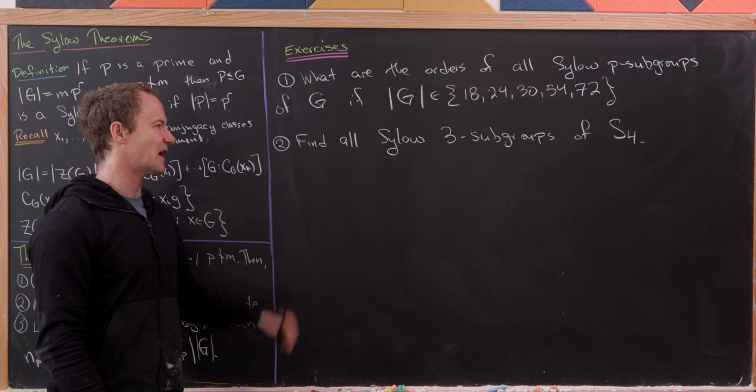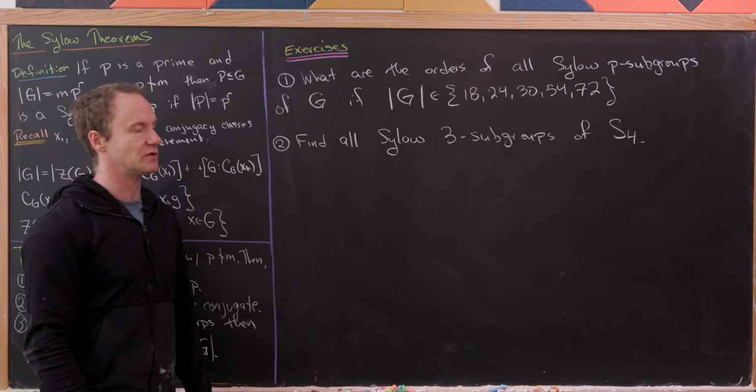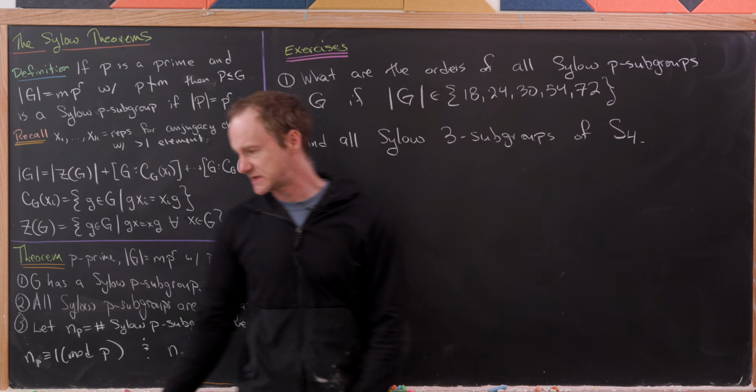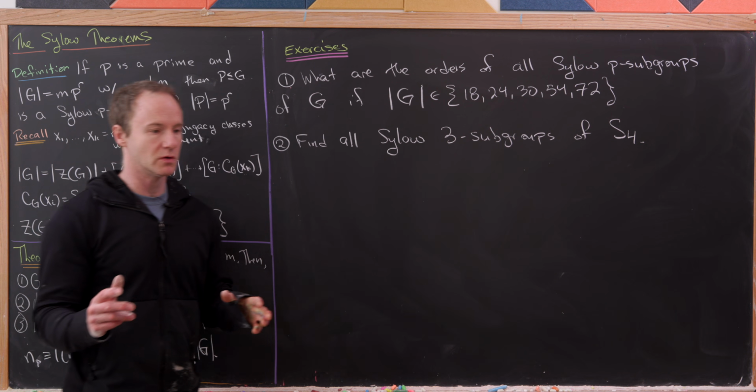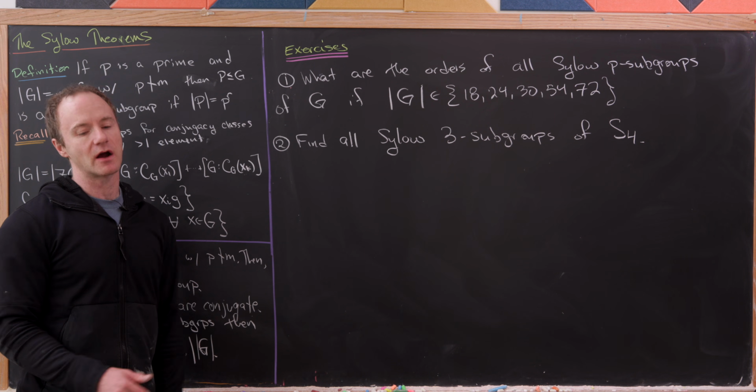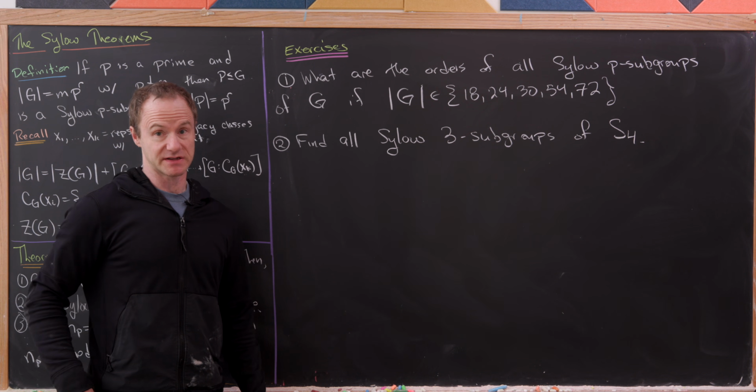And then next, let's find all Sylow 3-subgroups of S4. And notice that they are guaranteed to be conjugate. So if you want to show precisely how they are conjugate, that would be good as well. And that's a good place to stop.